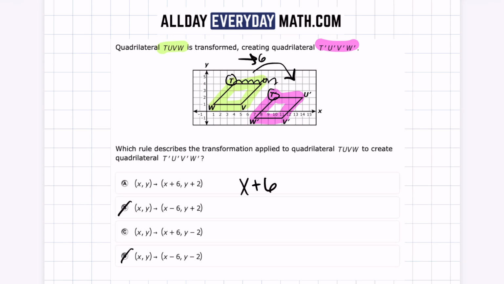Now we need to go down. And so we have to go down 1, 2 spaces to get to our image. And so because our y values are decreasing now, we're going down, our rule for the y value is going to be y minus 2. And so we can see that x plus 6, y minus 2 is on letter C. So we're going to go with letter C.